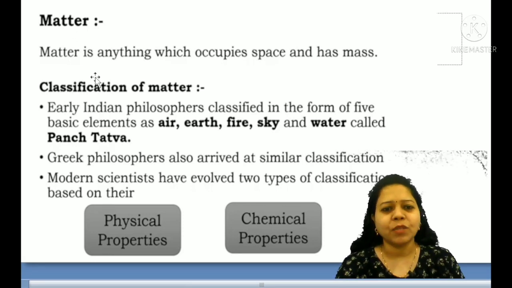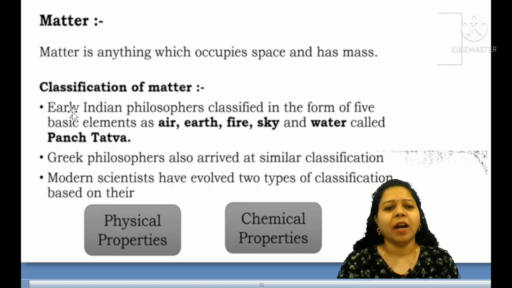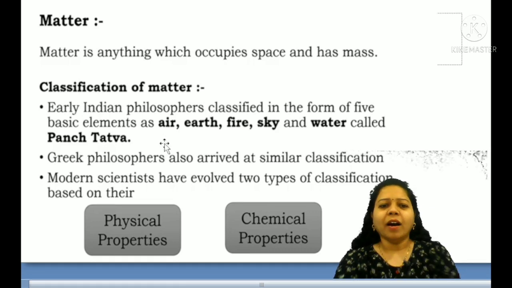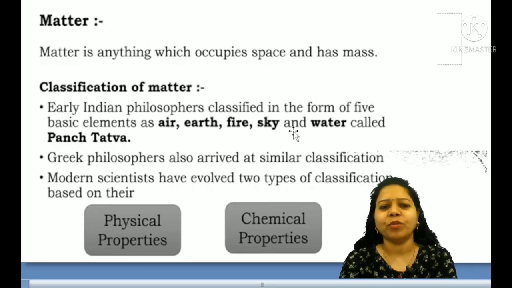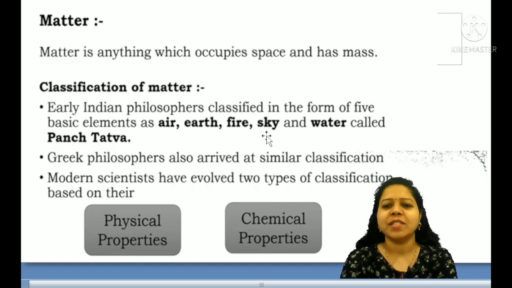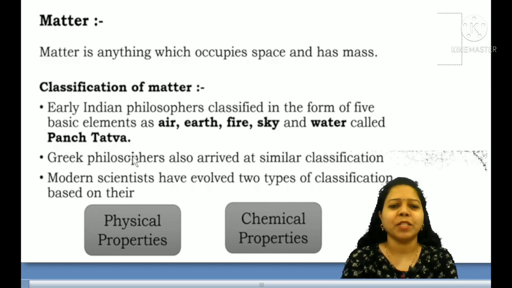Next we are going to classify matter. Early Indian philosophers classified it in the form of 5 basic elements as air, earth, fire, sky and water, called Panchatattva.